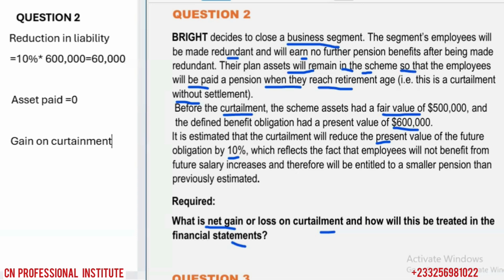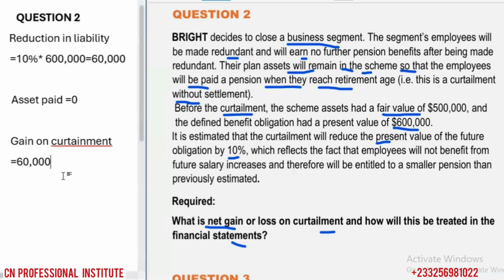So let's say gain on curtailment. And here, this is curtailment without settlement. We said they are not paying them. So we have a gain on curtailment of what? 60,000, right? And you understand why this is a gain. Because our liability will reduce by 60,000, but our asset will not reduce. Our asset will still be the same. So it's good. Our liability is reducing while our asset is still the same. So it's a gain of 60,000, which is the 60,000 reduction in liability minus the zero reduction in asset. So we have a gain on curtailment.